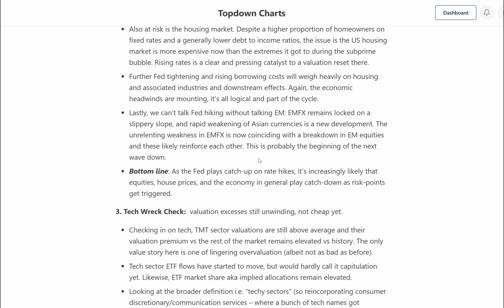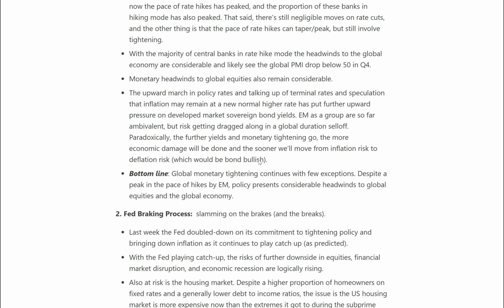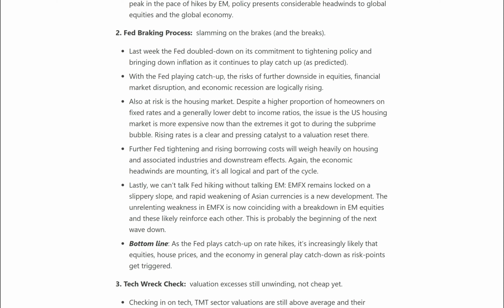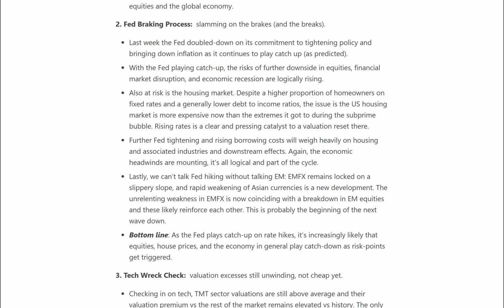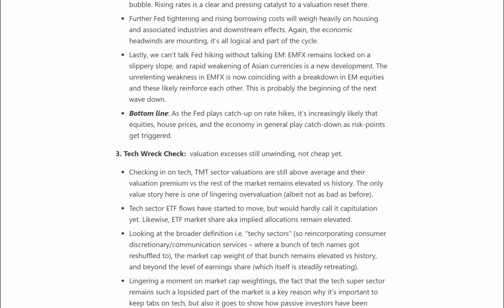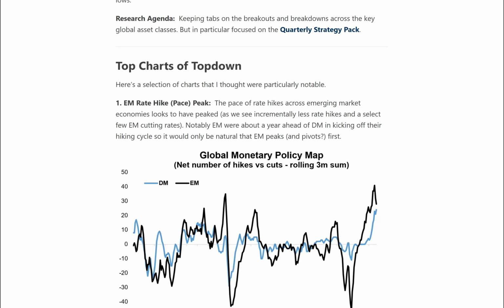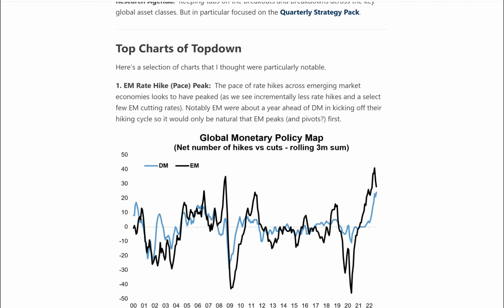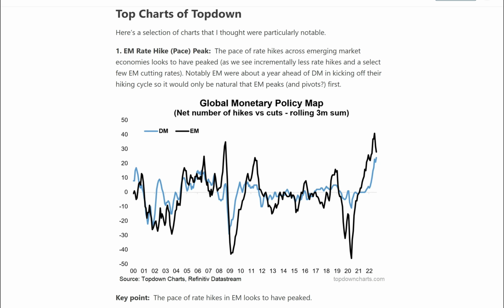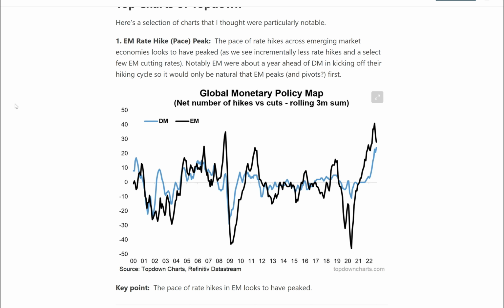So that's the first segment there, and then from that report, I take what I would consider the top 5 charts or the most meaningful charts, and I put them down at the bottom here. So if you want to skip through to the most interesting charts first, then you can do that. But you can see here, for example, emerging markets rate hike pace peak.